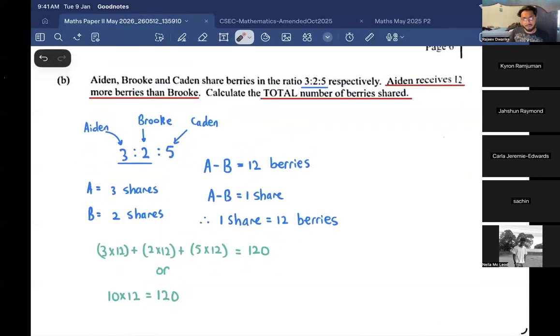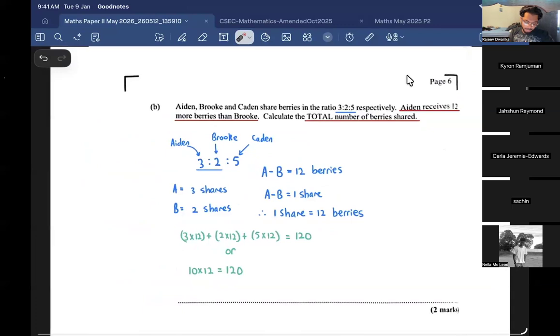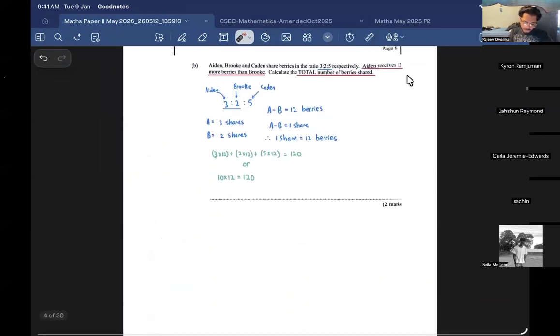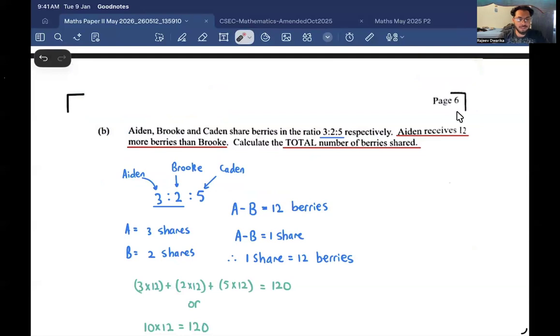Are you okay with the question? Yes, sir. You know what I should do? I should make up a different question like this and give it to you all to see if you truly understand it. I will do that. Give me a moment. Let me see if you really understand ratios.